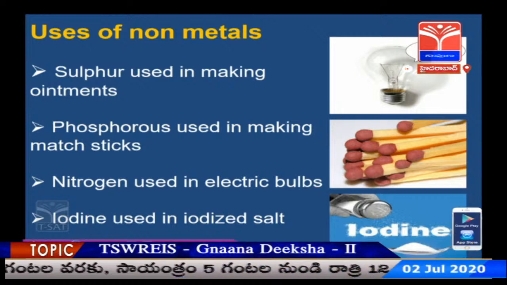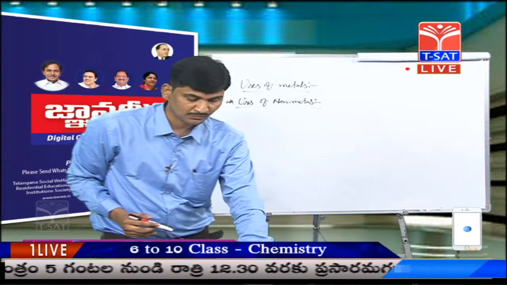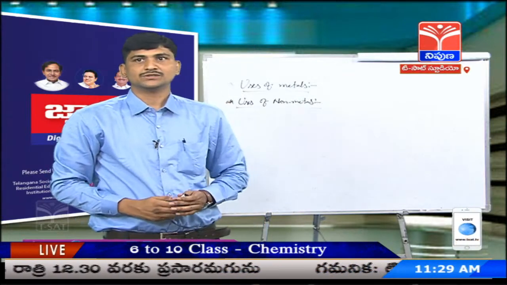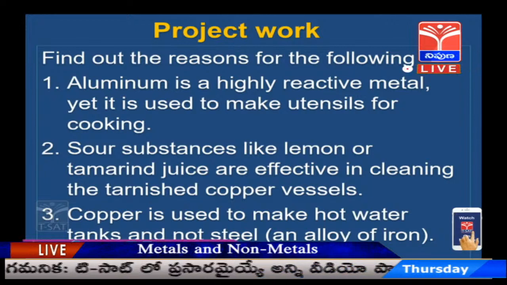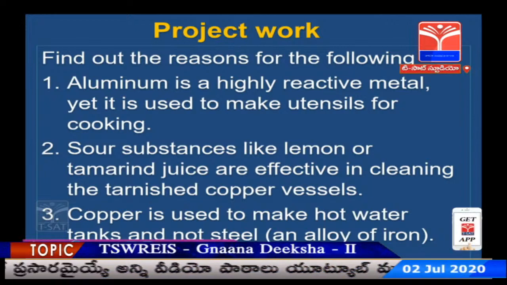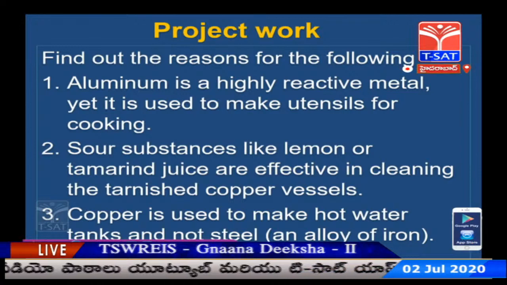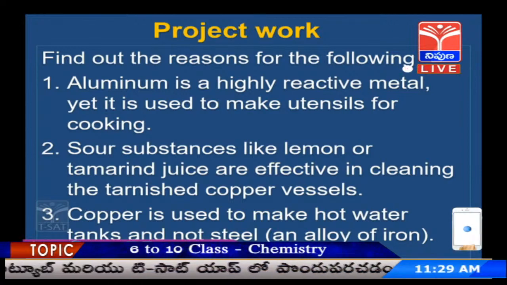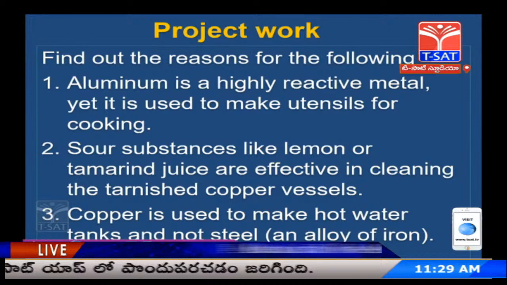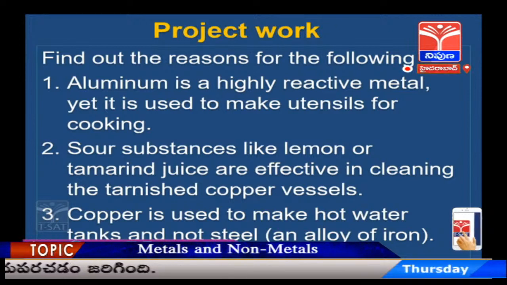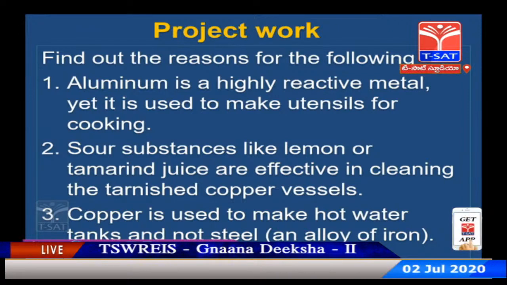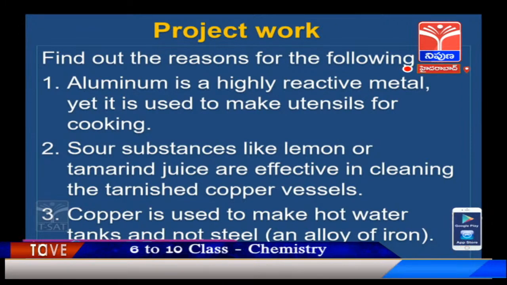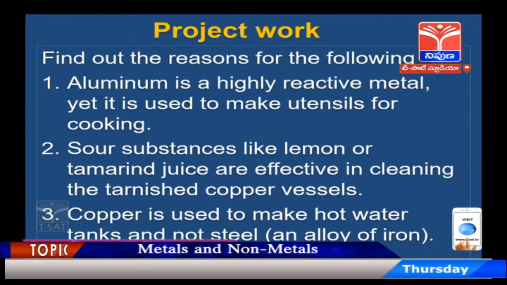Children, now take the project work. The questions are: find out the reasons for the following. Aluminium is a highly reactive metal, yet it is used to make utensils for cooking. Sour substances like lemon or tamarind juice are effective in cleaning tarnished copper vessels. Copper is used to make hot water tanks and not steel, an alloy of iron.